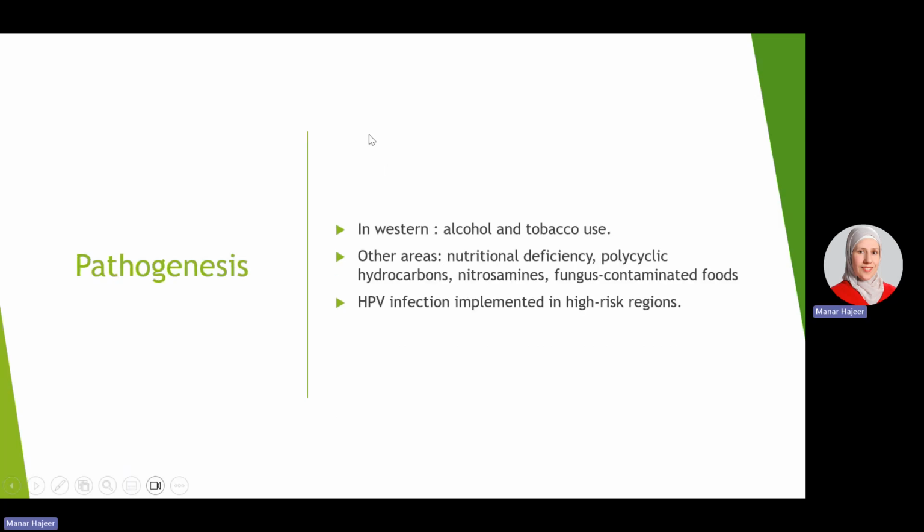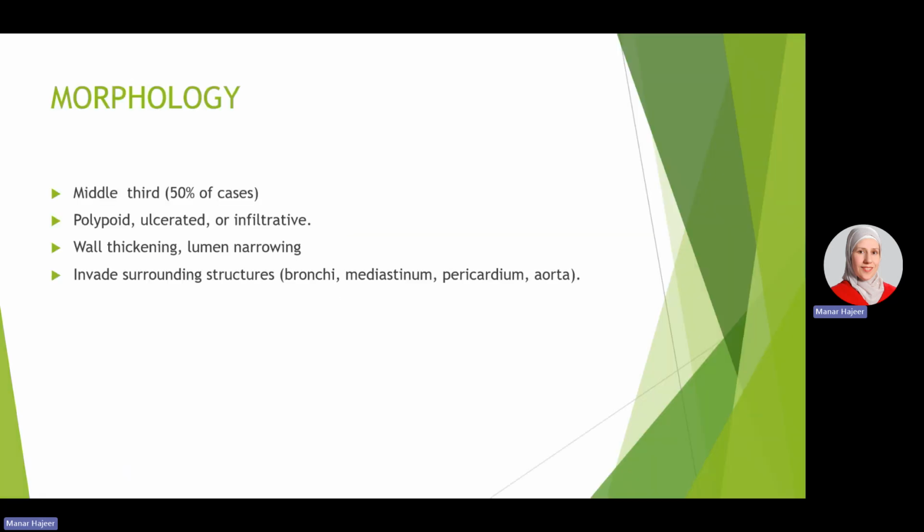The pathogenesis: in the Western countries, alcohol and smoking are the most important causes. In other areas of the world, nutritional deficiencies and exposure to polycyclic hydrocarbons, nitrosamines, and fungus-contaminated food might also be a cause. HPV infection is implicated in the high-risk regions, the human papilloma virus, as part of upper aerodigestive tract malignancies. The morphology: these tumors arise in the middle third of the esophagus in half of the cases, not like the adenocarcinoma, which is in the lower part of the esophagus.